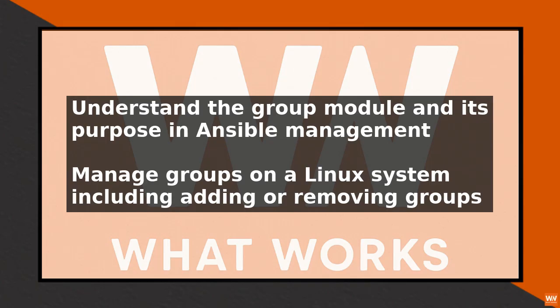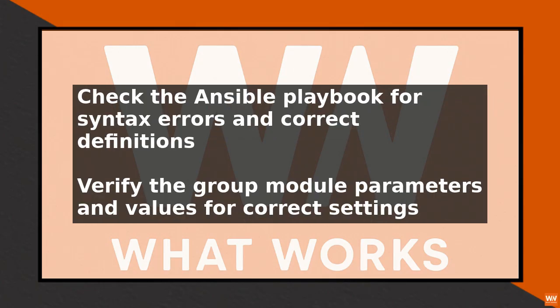To start troubleshooting, check the Ansible playbook for any syntax errors. Ensure that the group module is correctly defined and the necessary parameters such as name, state, and system are provided. The state parameter can be present or absent, and the system parameter is used to specify whether the group is a system group or not.